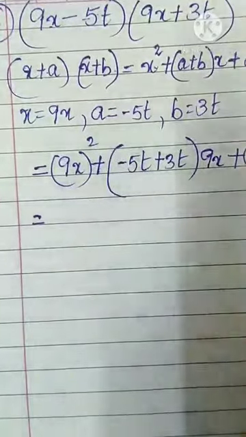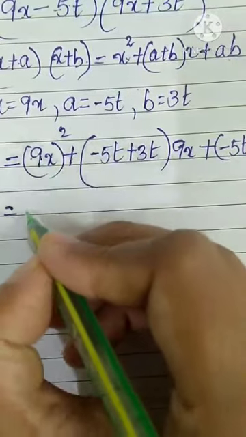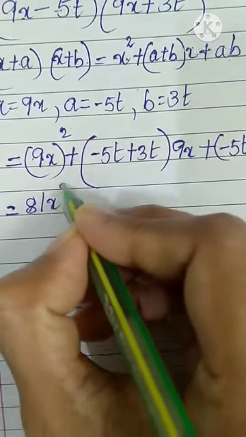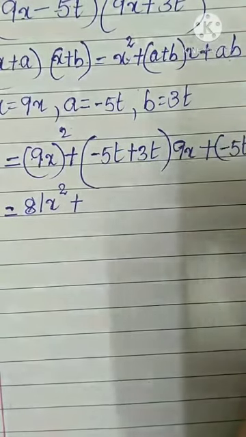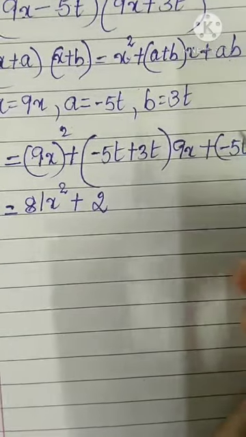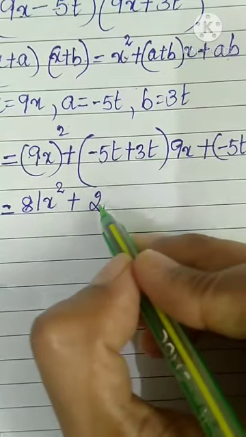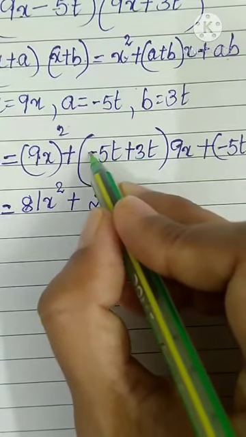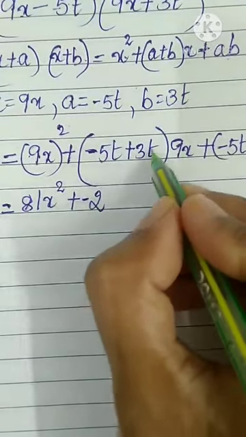Which is equal to 9 9s are 81x square, plus minus into plus is minus, 5 minus 3 is 2. Okay, how you are doing? Minus into plus is minus, 5 minus 3 is 2. Which is bigger number? 5. 5 sign is minus, so put a minus and then you have t.